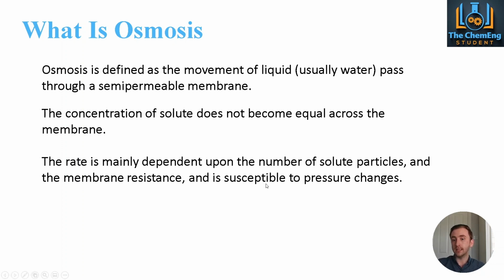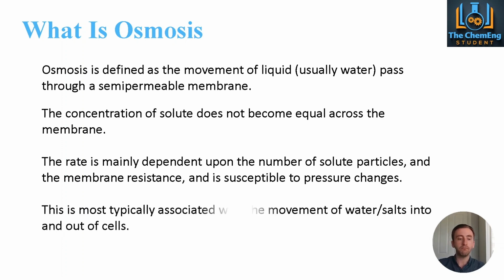And it's also very susceptible to pressure changes, because a lot of the time in osmosis we talk about biological systems, but more importantly, when we talk about pressure, that can influence the size, the shape, and the availability of this semi-permeable membrane. It could either close it permanently, or it could rupture the thing in its entirety, and you then go to a diffusion process. Now, it's most typically associated with water and salt systems moving in and out of cells.